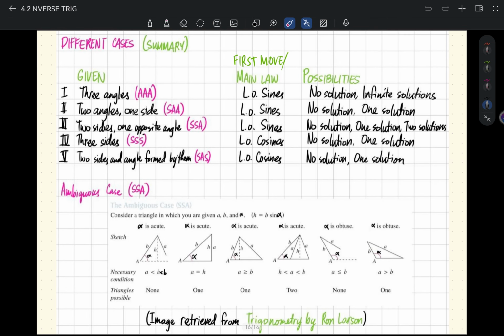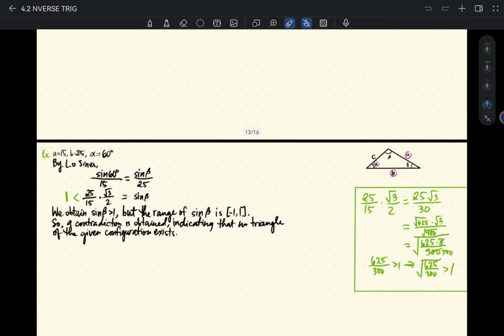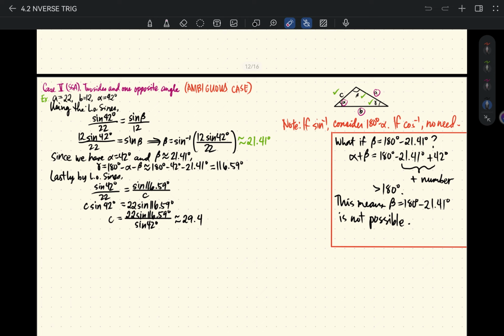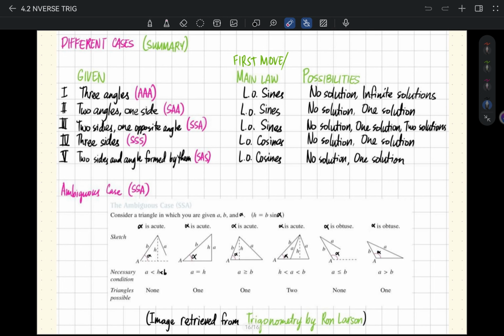Here, there is an illustration of the ambiguous case and when there are possible triangles to be formed. So let's look at the first example. In the first example, we have A equals 22, B equals 12, and alpha equals 42. So that one actually falls on this case where your A is greater than B. That's why you had 1 solution.